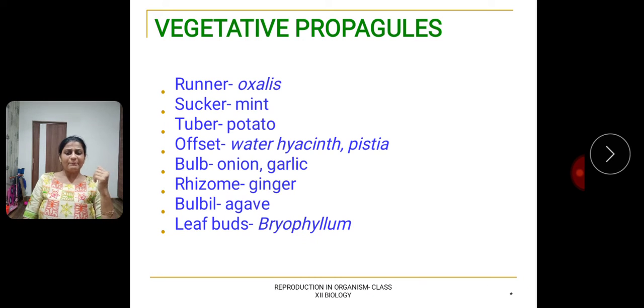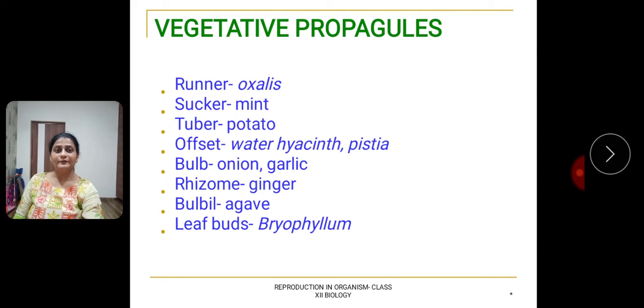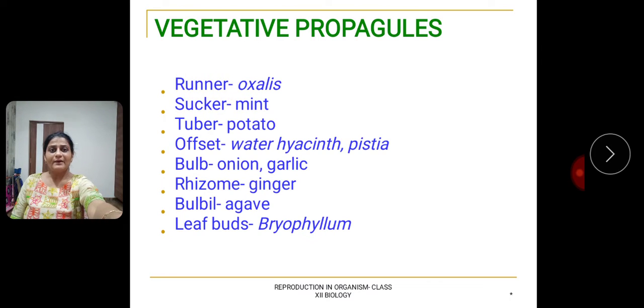Then, if we talk of creeping stem, vegetative propagation by means of creeping stem is categorized into two: by runners and by offsets. Runners are modified stems which produce adventitious roots at nodes. Each node gives rise to an aerial shoot which becomes a new plant. Example, in oxalis and in grasses.